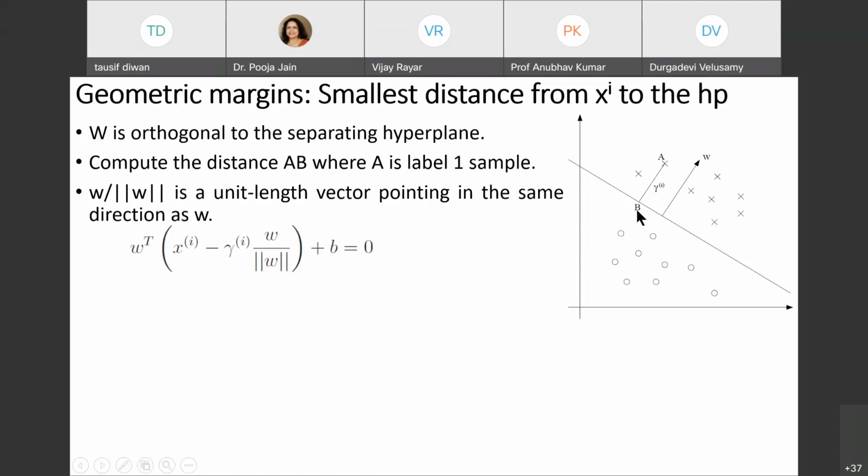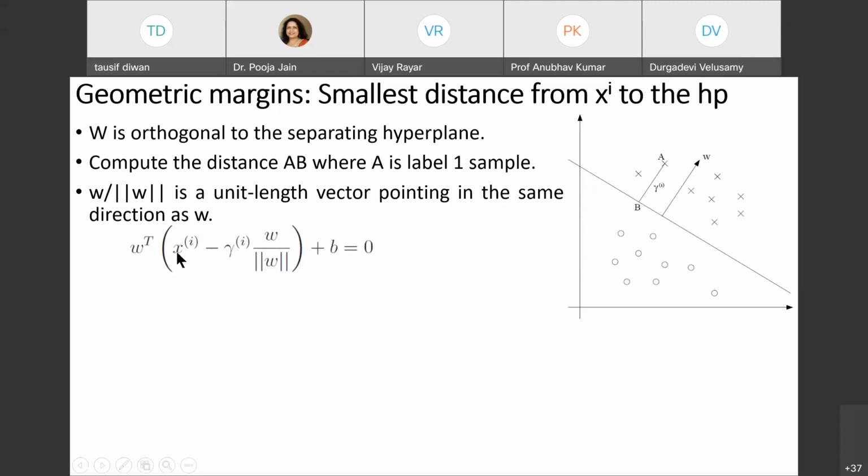Now just identify this point. What is point A? Point A is this xi. I want to compute this point B. Now assume that the distance from A to B is gamma i. What is the difference between this geometric margin notation and the functional margin notation? In functional margin notation, we use gamma cap, and in geometric margin, we simply use gamma. Just look at this gamma i.